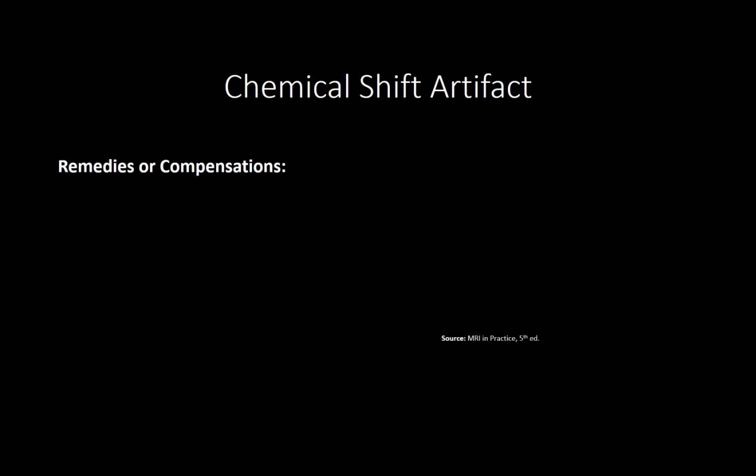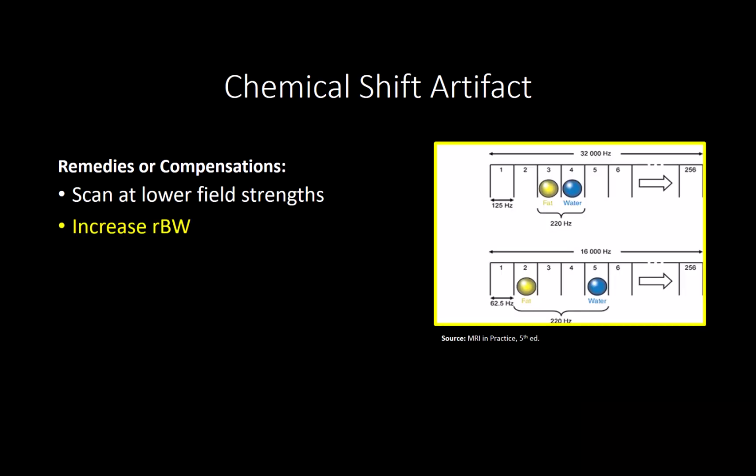Remedies or compensations for chemical shift artifact. You could simply scan at a lower field strength, where the chemical shift between fat and water are not as pronounced. You can increase the receiver bandwidth, which will increase the pixel frequency range so that fat and water appear next to each other on the image.